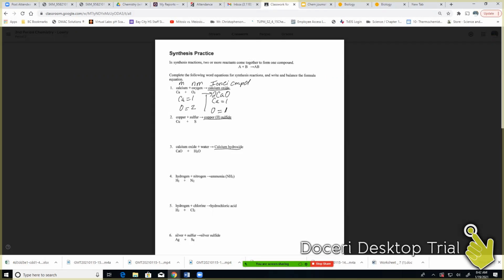So I'm going to put a 2 in front of my calcium oxide, which changes my oxygen, but it also changes my calcium. But that's okay because it's real easy to come back over here and put a 2 in front of my calcium to get that to match up. And that would be my final balanced synthesis reaction.